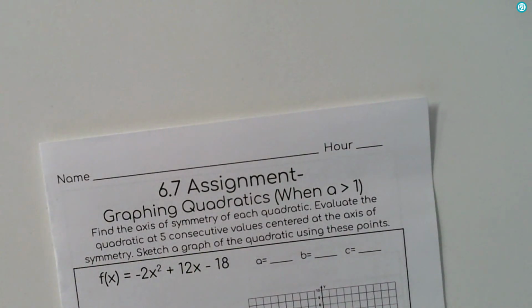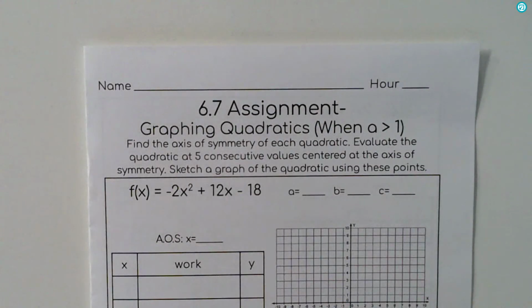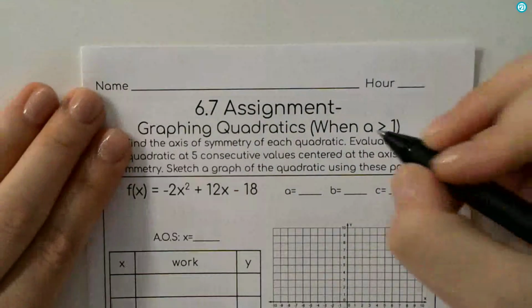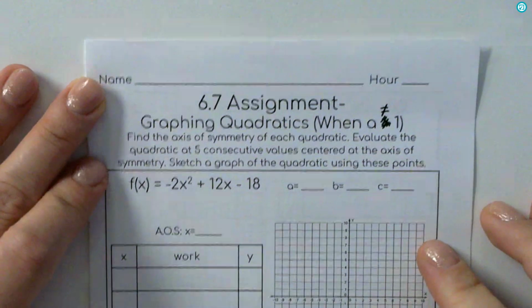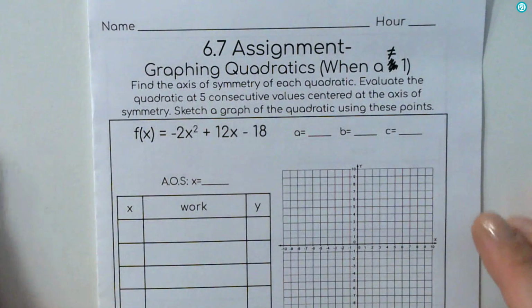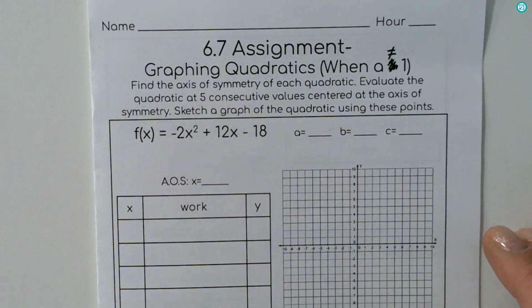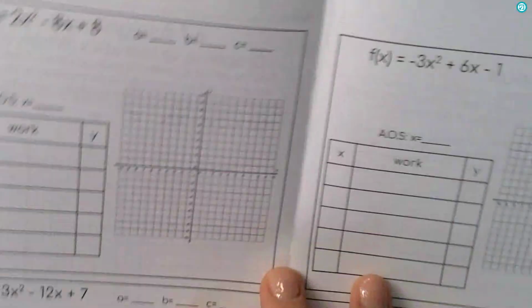All right, so this is what your 6.7 assignment looks like. First of all, if it matters to you and you want to change this, you can change it to say A does not equal 1. Then there are 6 problems like what we did in notes. So you're going to do that 6 times. Once you guys get good at the calculator, it'll go pretty quick, okay? So write them out, calculate them, graph them, make sure they line up. Those are your 6 problems to get full credit on this assignment. So 1, 2, 3, 4, 5, 6.